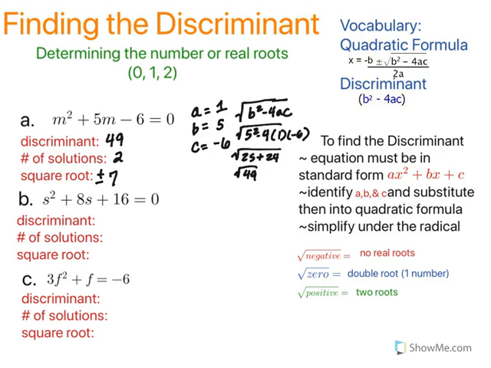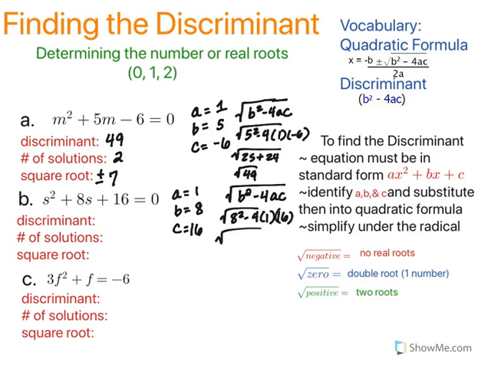Let's look at the next example. Here we have s squared plus 8s plus 16. Again, this is already in standard form, so let's find the values for a, b, and c. A would be 1, b would be 8, and c would be 16. Now let's substitute those into the part of the discriminant. So b squared would be 8 squared minus 4 times 1 times 16.